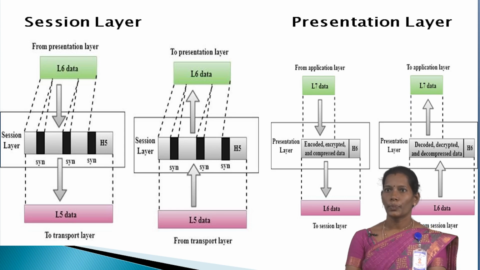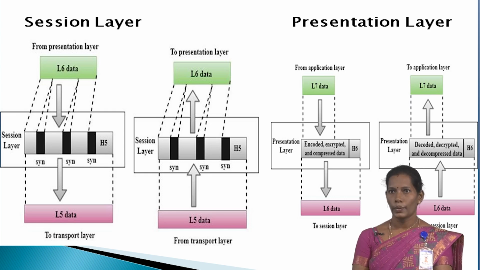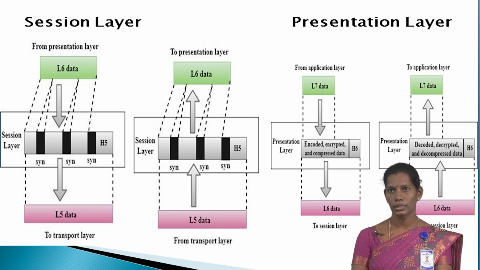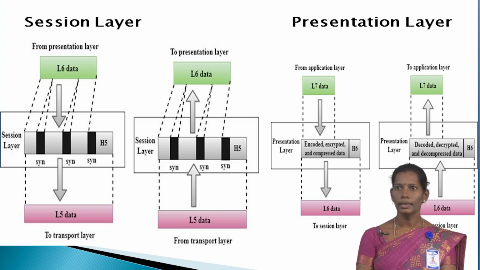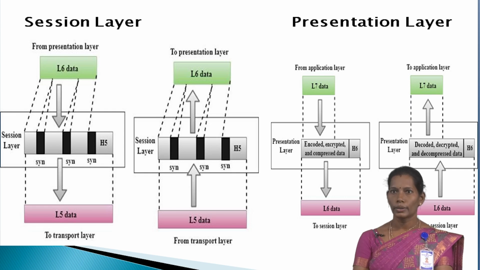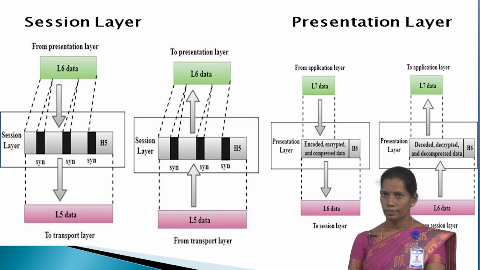Functions of the presentation layer. Translation. The processes in two systems exchange the information in the form of character strings, numbers and so on. Different computers use different encoding methods. The presentation layer handles the interoperability between the different encoding methods. It converts the data from sender dependent format into common format and changes the common format into receiver dependent format at the receiving end.